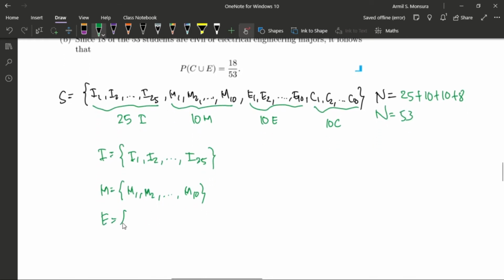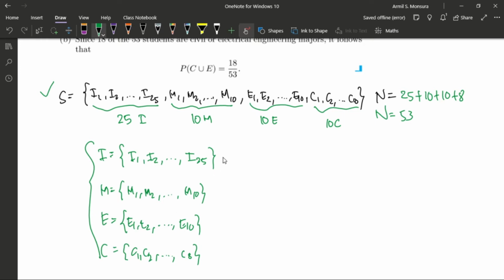Then your event E consists of your electrical engineering students, so you'll have E1, E2, up to E10. And finally, our civil engineering students will have C1, C2, up to C8. Actually, it's not necessary to list them like this. I'm just showing the sample space as a set and the events as sets. What's important here is that we get their numbers. The number of elements of I is 25, of event M is 10, of event E is also 10, and of event C is 8. That is what we actually want to get here.